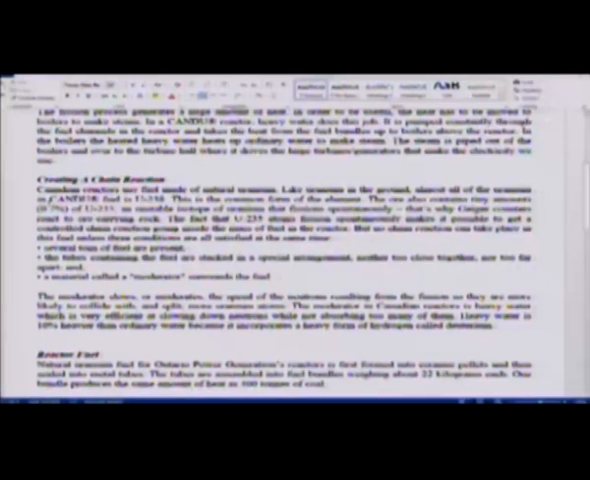Creating a chain reaction, Canadian reactors use fuel made of natural uranium. Like uranium in the ground, almost all of the uranium in CANDU fuel is U238. This is the common form of the element. The ore also contains tiny amounts, 0.7%, of U235, an unstable isotope of uranium that fissions spontaneously. That is why Geiger counters react to ore-carrying rock. The fact that U235 atoms fission spontaneously makes it possible to get a controlled chain reaction going inside the mass of fuel in the reactor.